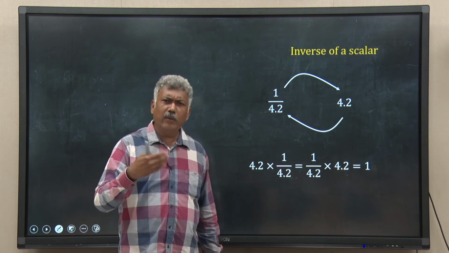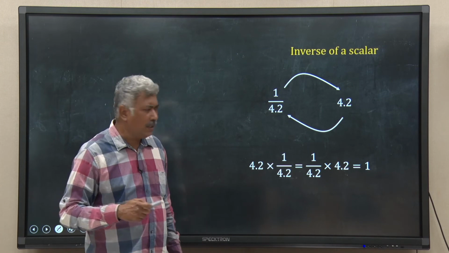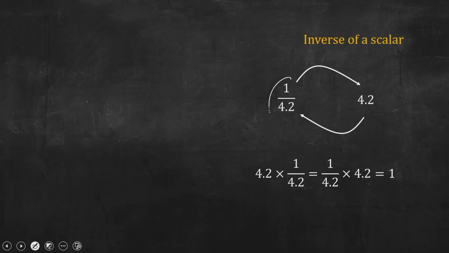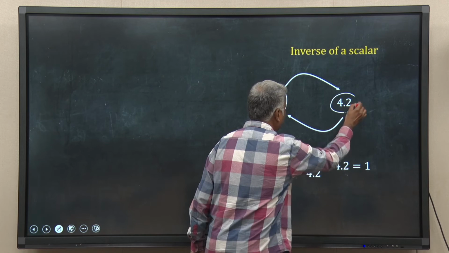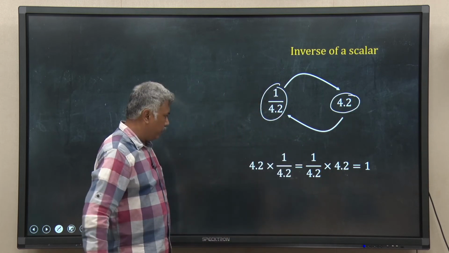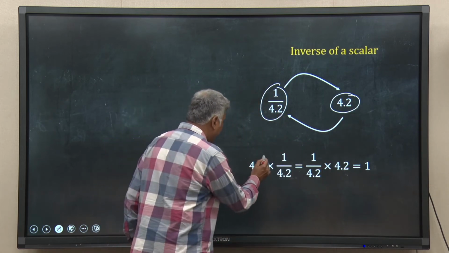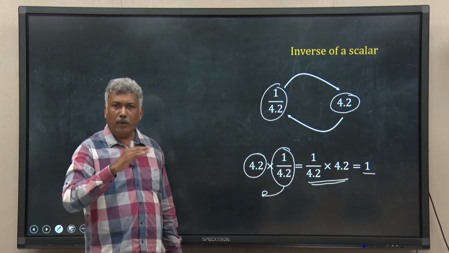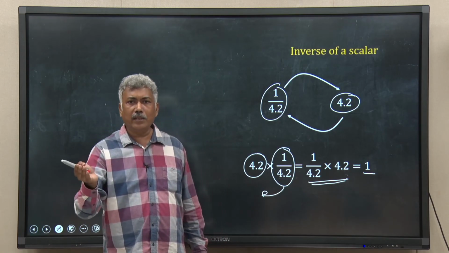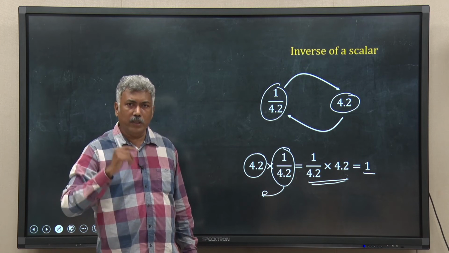We regularly do inversion of a scalar, is not it? For example, suppose I have a number, it is a scalar term, 4.2. I can invert it by simply dividing 1 by that one, and you know the properties of the inversion. If I take a number and multiply it with the inverse of that, that will be equal to 1, and you can swap the position of a number and its inverse, and when you multiply them together, you will always get 1.